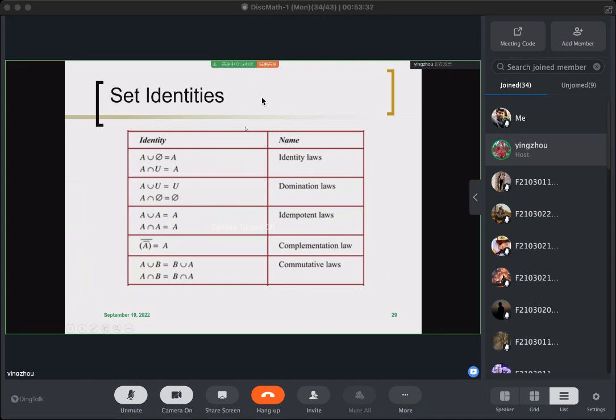These are the set rules and they are very similar to logical rules. For example, here is P, and here P and P is logically equal to P again, simply. And here we can say not not P is equal to P. So it is very similar. Okay.